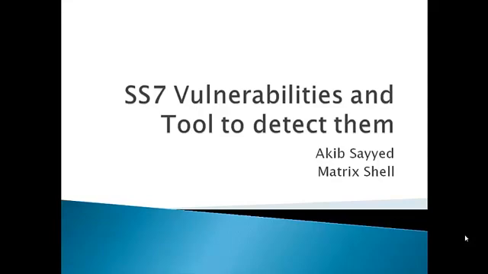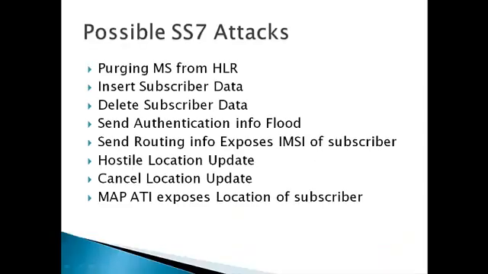Hello guys, in this presentation we are going to look at the SS7 vulnerabilities and the tool to detect them. Let's start with the Purge MS. Purge MS is used between the VLR and the HLR to mark that this MS has been purged from the service, and any incoming call or SMS coming for this MS will be treated as not reachable.